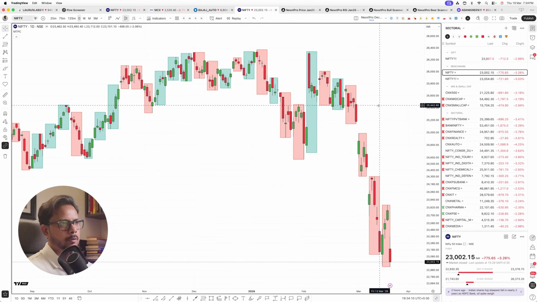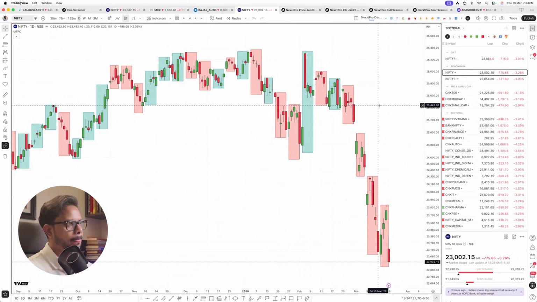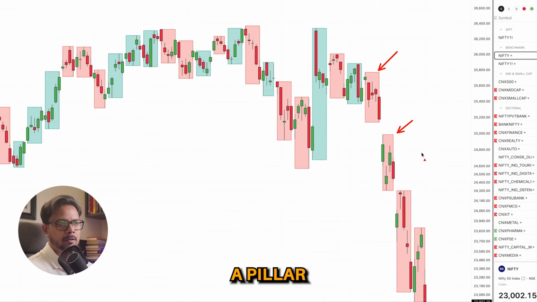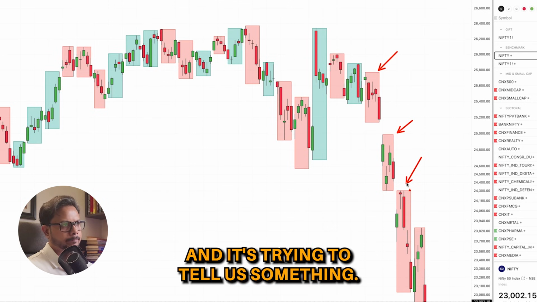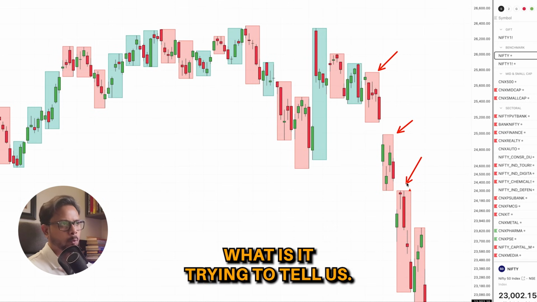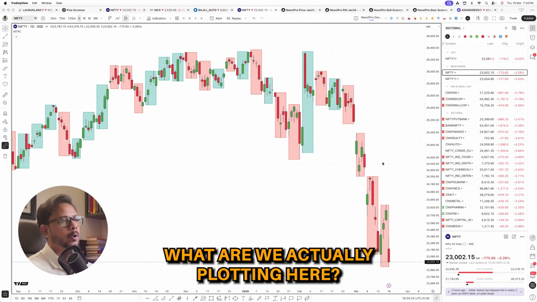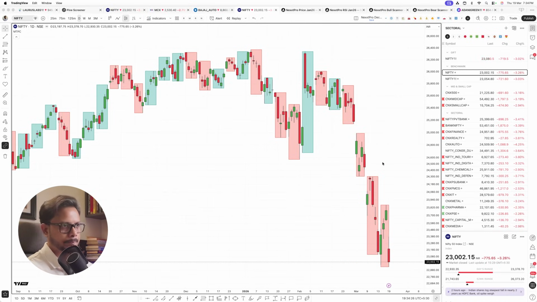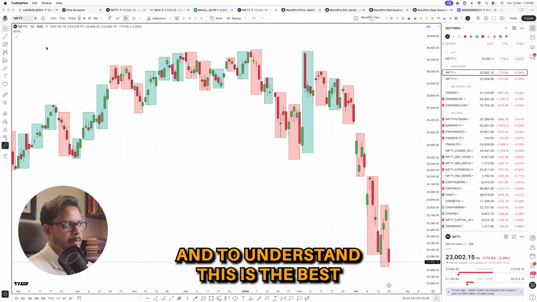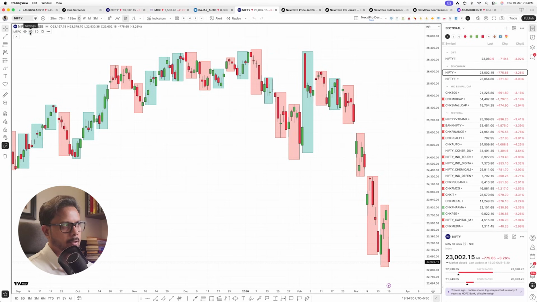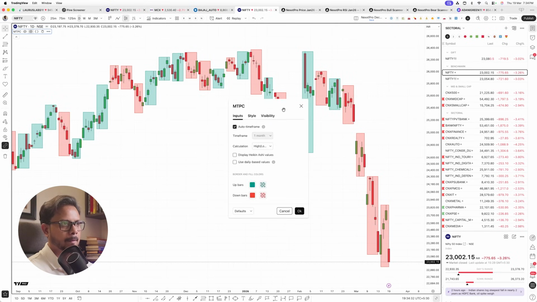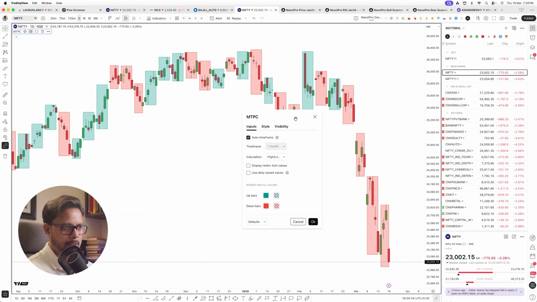The moment you click on it, you see that your chart automatically has a pillar, a rectangular section behind it. And it's trying to tell us something. What is it trying to tell us? What are we actually plotting here? To understand this, the best is you go to the MTPC settings. Now, this is where I think I need to spend a little bit more time than I did earlier in that short video.